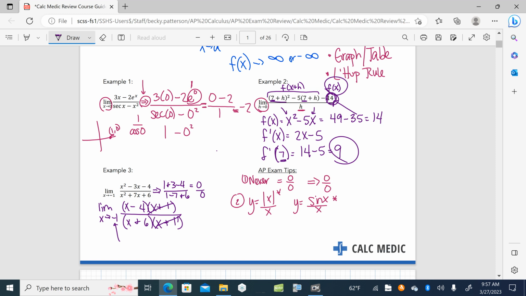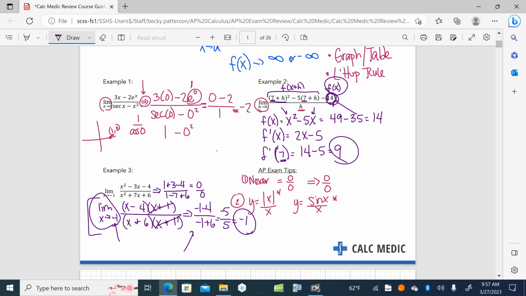Okay, now make sure you understand here, and we're going to add this to our exam tip. In this step right here, I still have my limit notation because I have not evaluated the limit. I have not taken the limit of anything. Now I'm getting ready to plug in my -1. So now I can drop the limit notation and just do -1 minus 4 over -1 plus 6, which gives me -5/5, which is -1. So I drop the limit notation there because I'm evaluating my limit.